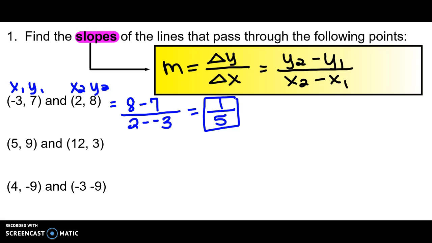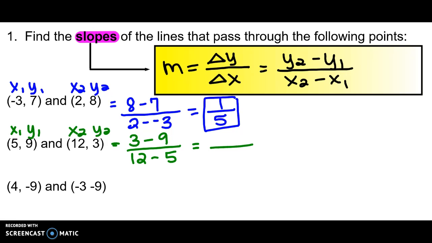All right, the second one, same thing. Let's label x1, y1, x2, y2. Plug it into that formula and calculate your slope. We have 3 minus 9 over 12 minus 5. All right, 3 minus 9, that's negative 6. And 12 minus 5 is 7. So the slope of our second line is negative 6 over 7.